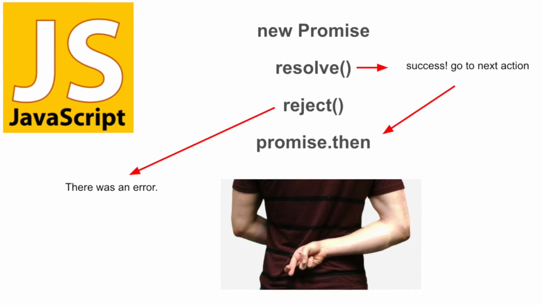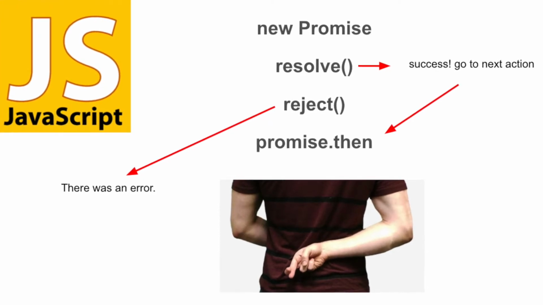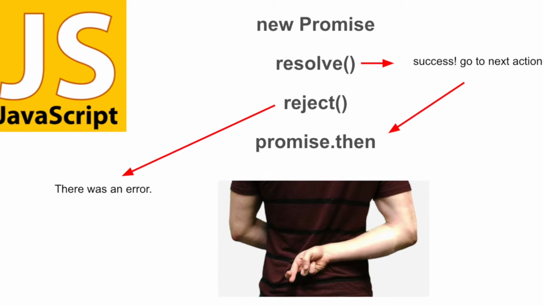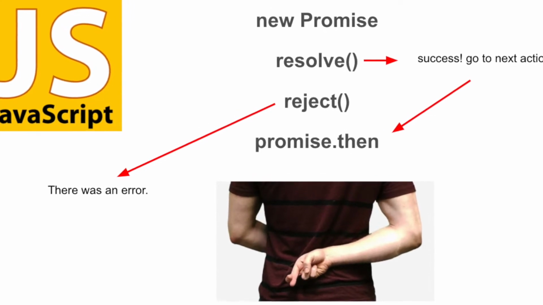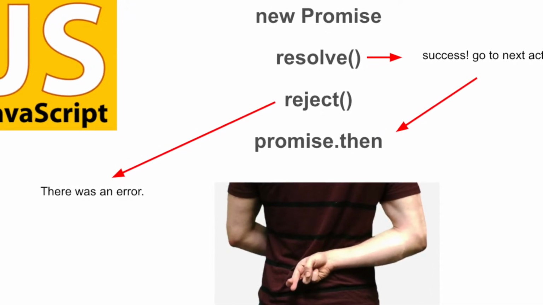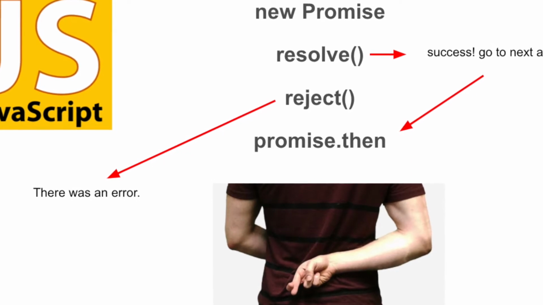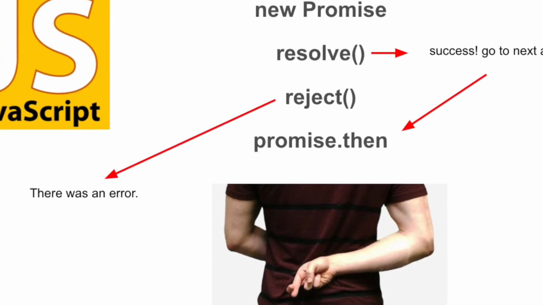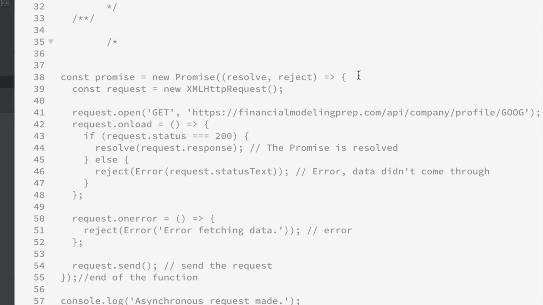What a promise was really made for is when you are making a call to some remote data. I use it all the time for Firebase. Here's a simple call to an API that is a stock program that returns information related to stock ticker symbols. I'm passing in Google right here.